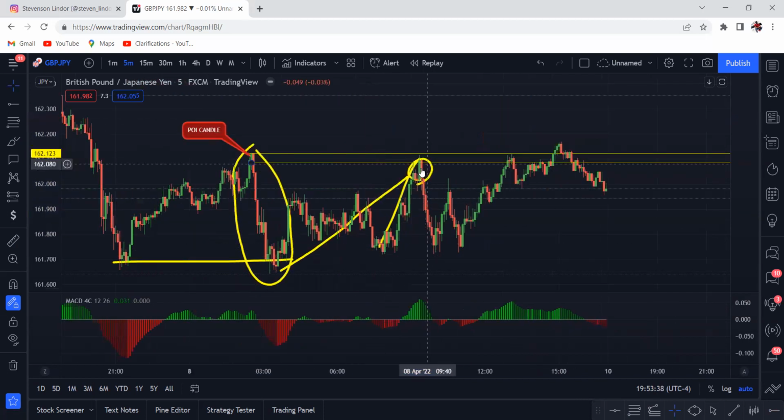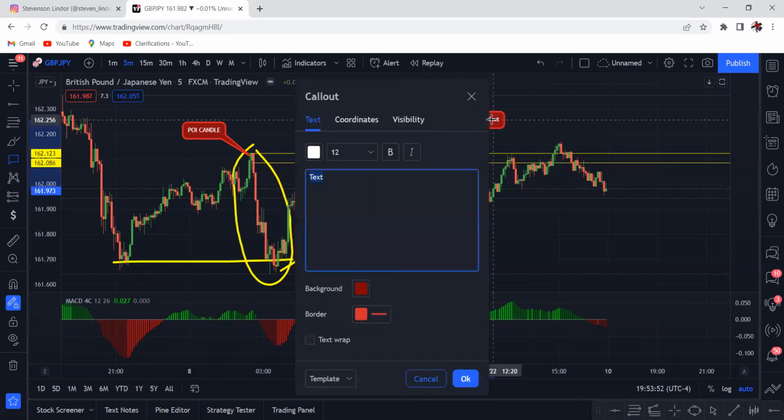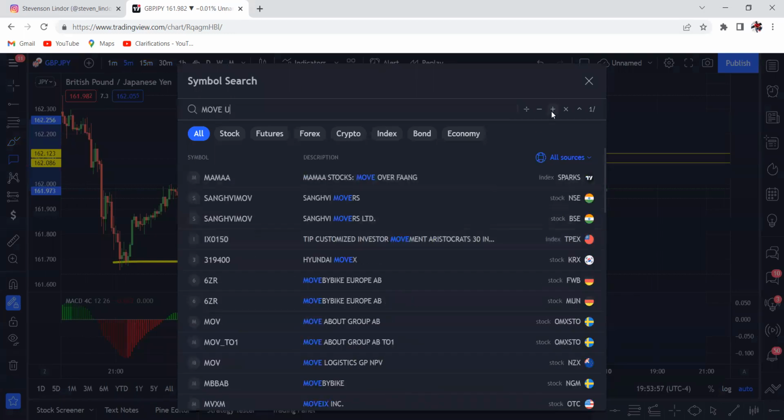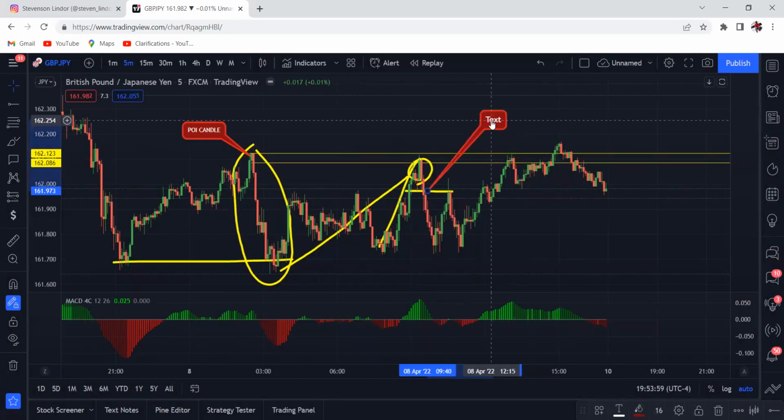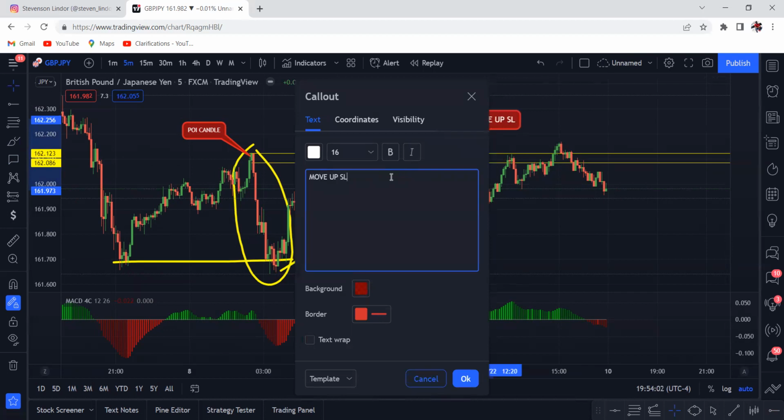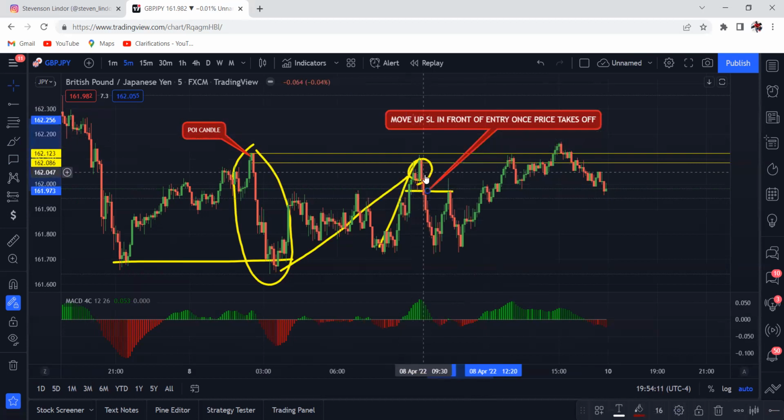All right, that's still a good risk to reward. All right, so this hasn't broken out yet. This pulled back. And every time your trade takes off, guys, remember, move up your stop loss in front of your entry. So now you have a risk-free trade. I'm going to say this again. Move, right? Even going to highlight it. Move up stop loss in front of entry once price takes off. All right, got it? Understood? Once price takes off.